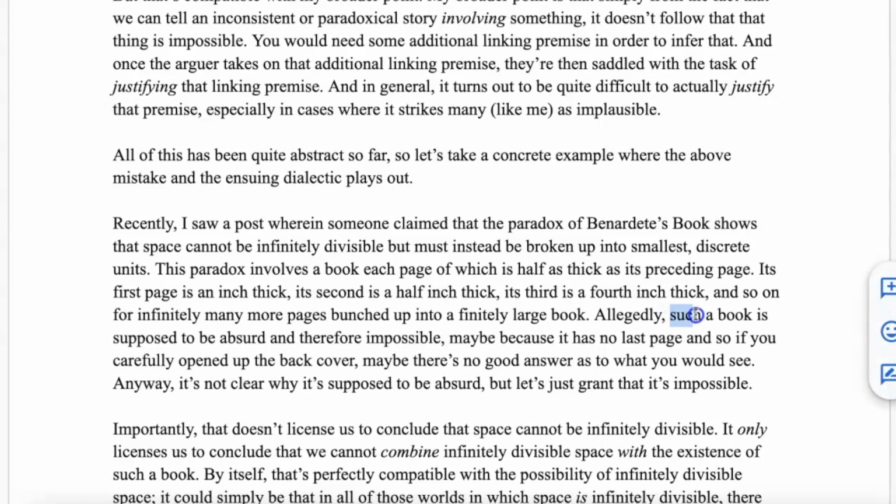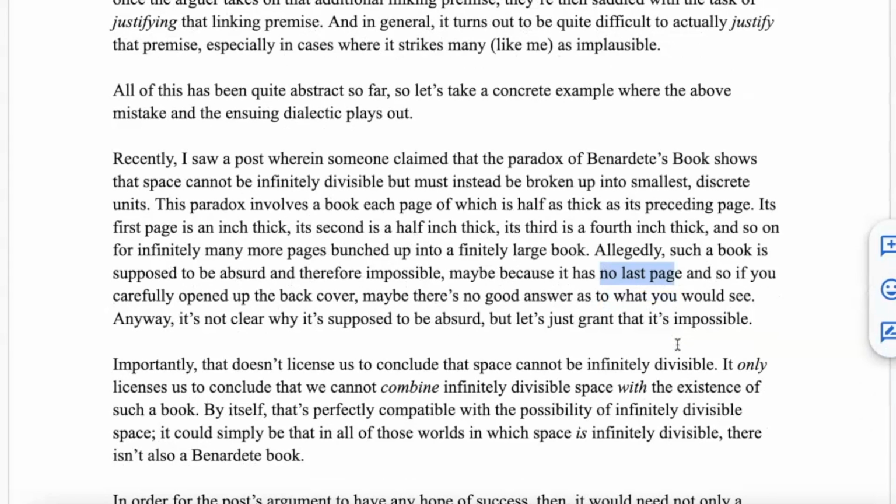Now, allegedly, I certainly don't buy this, but allegedly such a book is supposed to be absurd and so impossible, maybe because it has no last page, and so if you carefully turn the book over and carefully open up the back cover, maybe there's just no good answer as to what you would see, because again, there's no last page. Anyway, it's not clear why it's supposed to be absurd, but let's just grant that this sort of book is impossible. Importantly, that doesn't license us to conclude that space cannot be infinitely divisible.